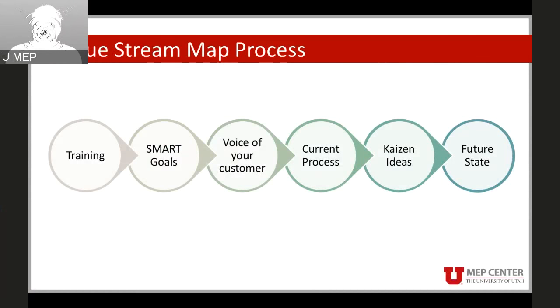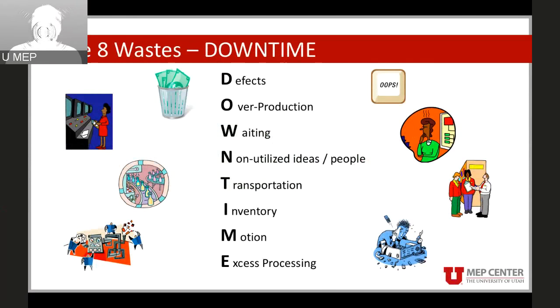So the center here will begin by doing a brief overview with the team that's going to be involved with the value stream map. And one of the topics we talk about is the 8 wastes. There's an acronym that's pretty common in the industry today called DOWNTIME. It stands for the 8 most common wastes. It starts with defects, there's overproduction, waiting, non-utilized ideas and people, transportation, inventory, motion, and excess processing. All of these items are typically not things your customer would be willing to pay for. So we're going to always keep an eye out for these pieces.